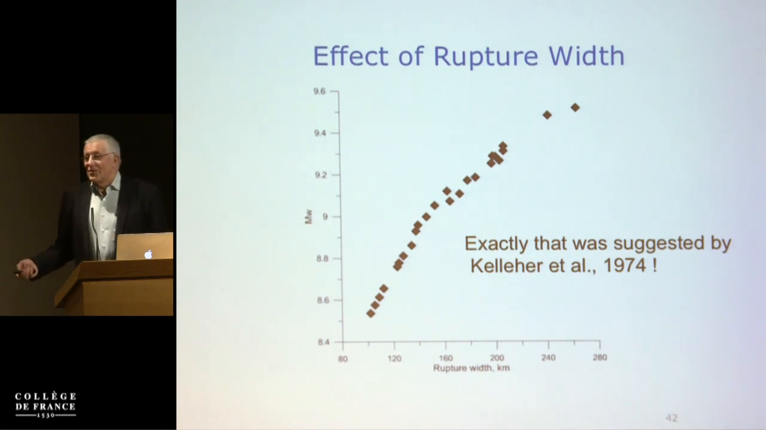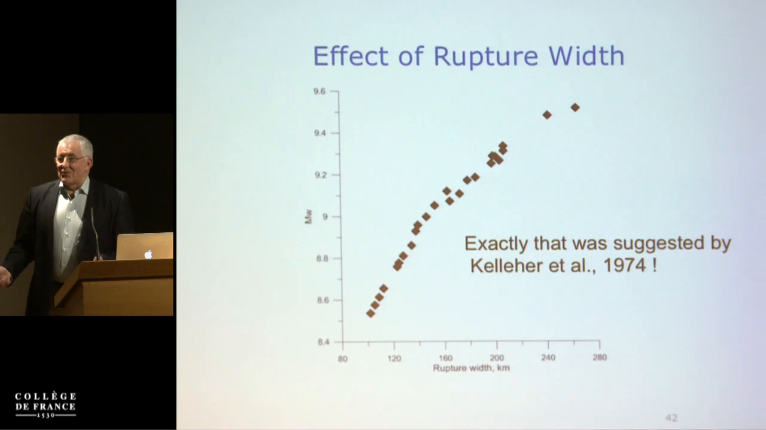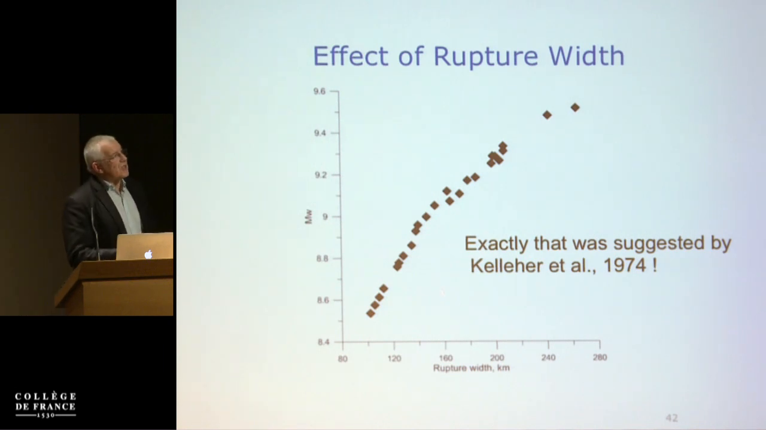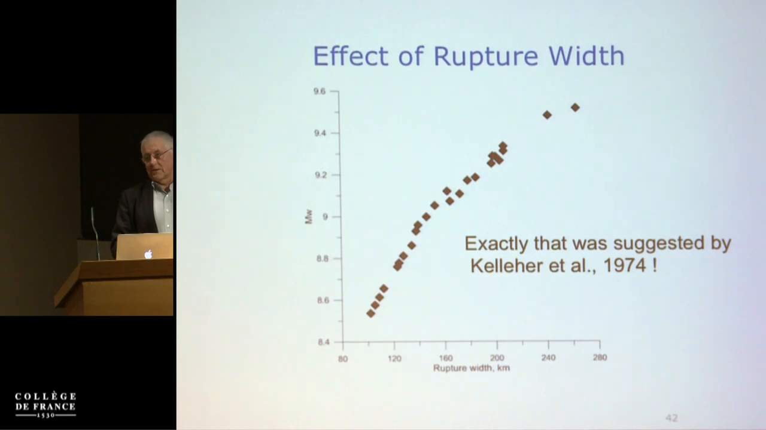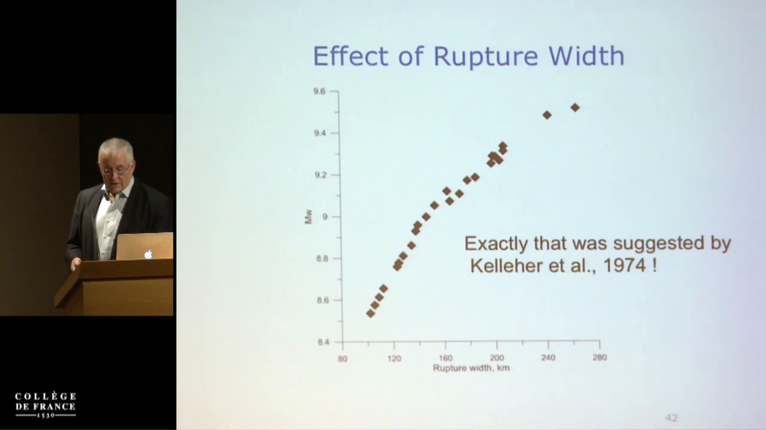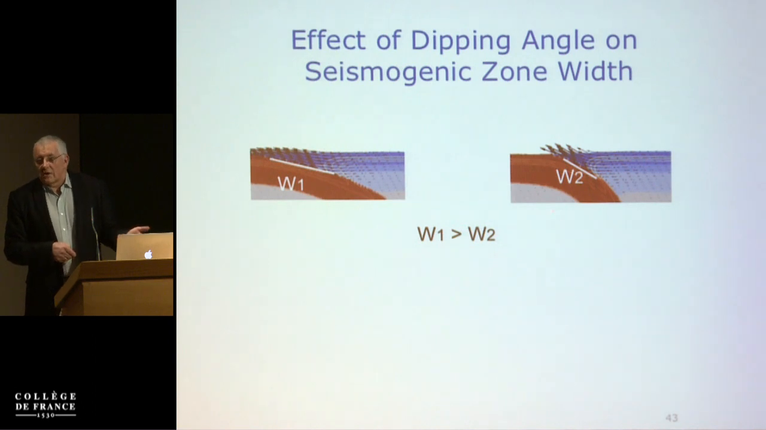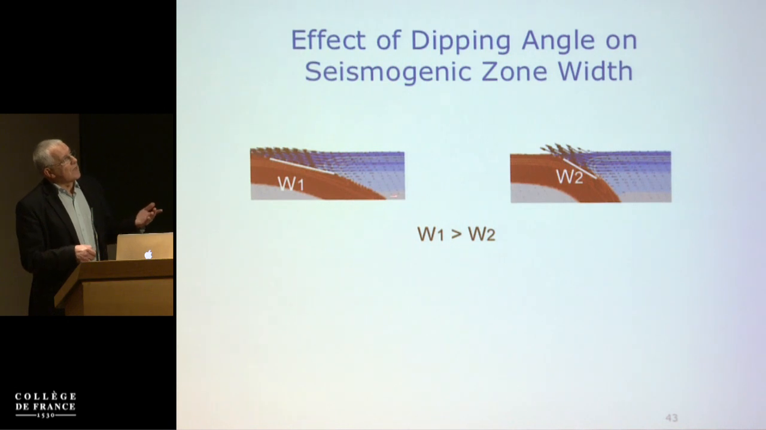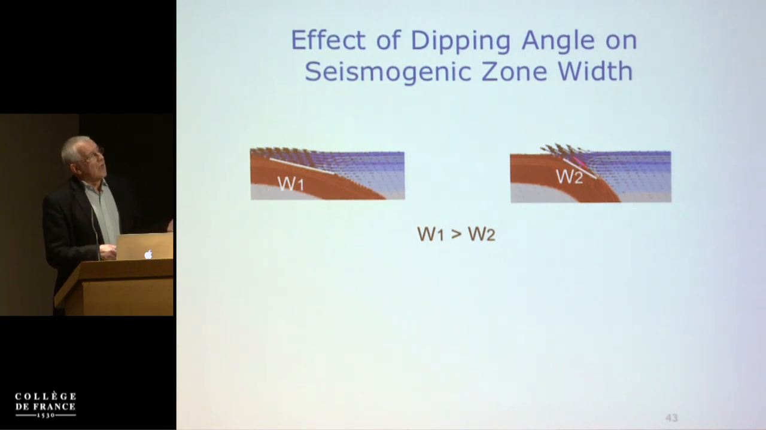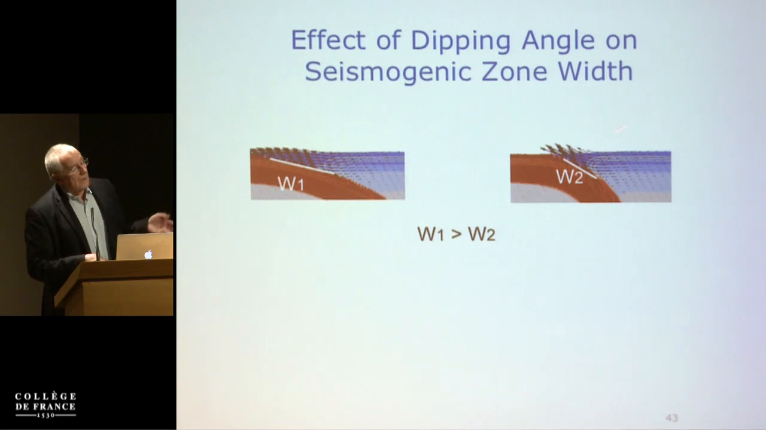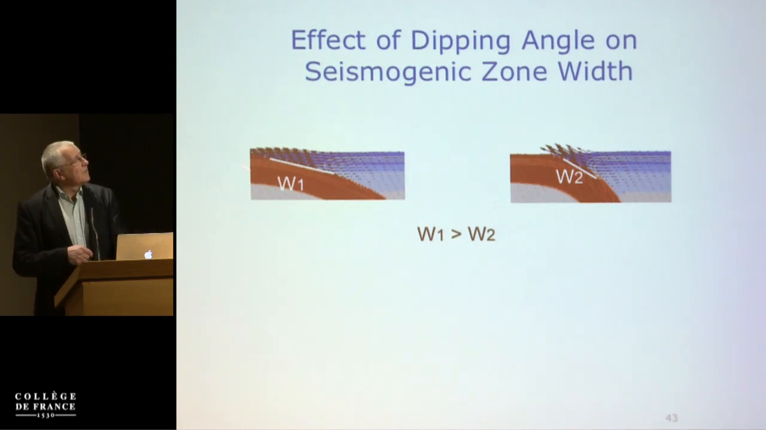So all the new things, the old ones are forgotten. So this idea was better than the next idea by Raff and Kanamori. And I think it was a great idea. And here you see very obviously how the angle of the seismogenic zone affects the rupture width. Obviously, a slightly dipping slab has a wider seismogenic zone.